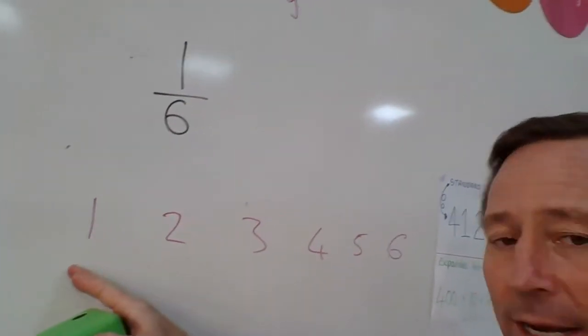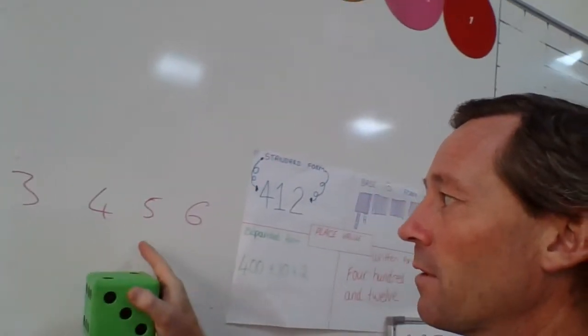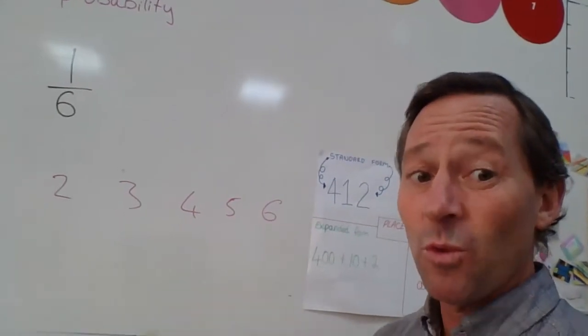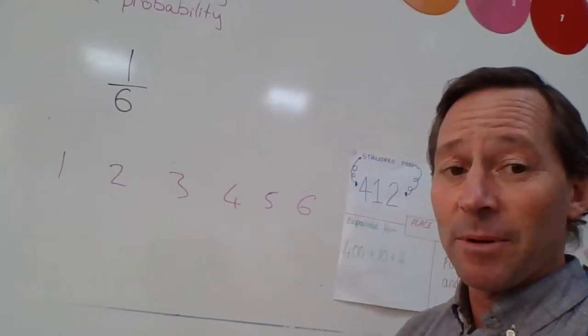So an example of this would be, I have a 6-sided dice. 1, 2, 3, 4, 5, 6. I have a 1 chance out of 6 to land on a 3. However, if I roll this dice 6 times, theoretically, I should be able to roll a 1, a 2, a 3, a 4, 5, 6. Maybe not in that order, but theoretically, that's what should happen.